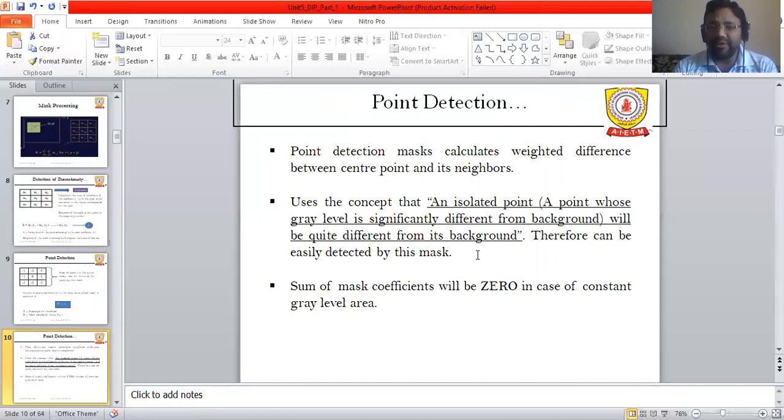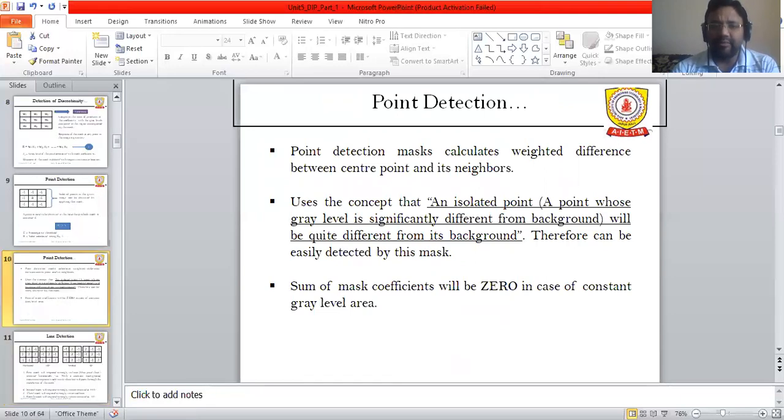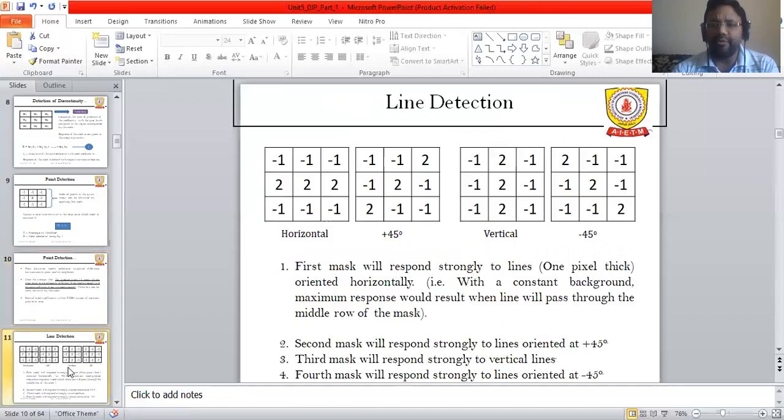The sum of the mask coefficients will be 0 in the case of a constant gray level area. If the intensity value is constant, then the sum of the mask coefficients will be 0.